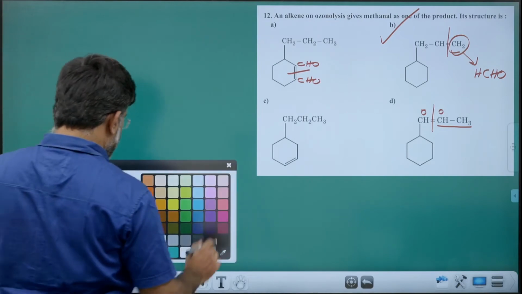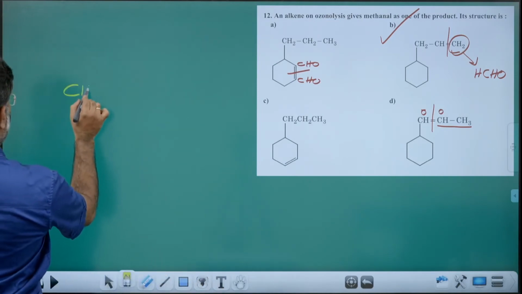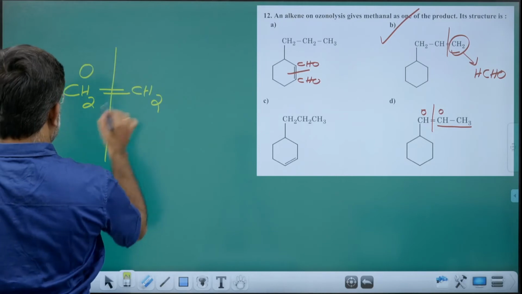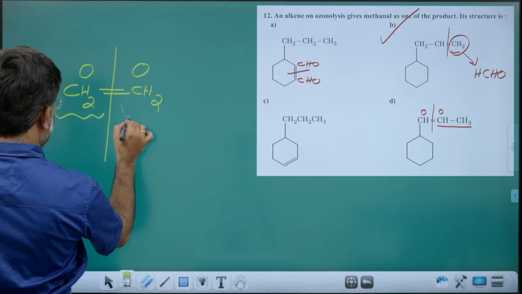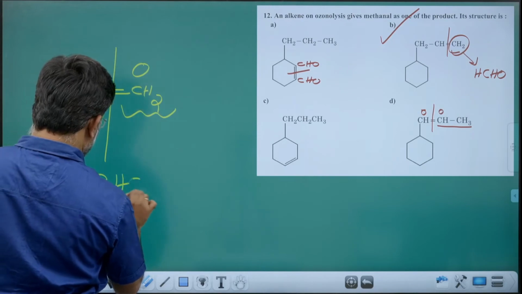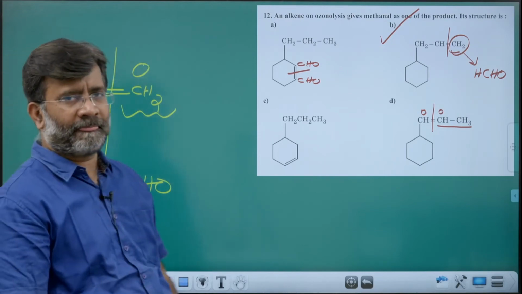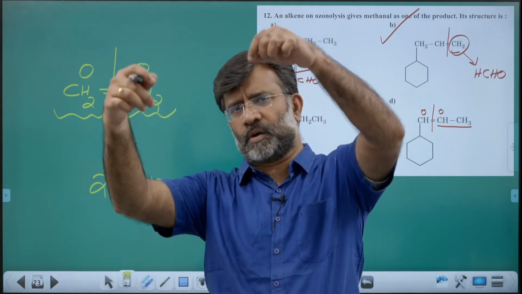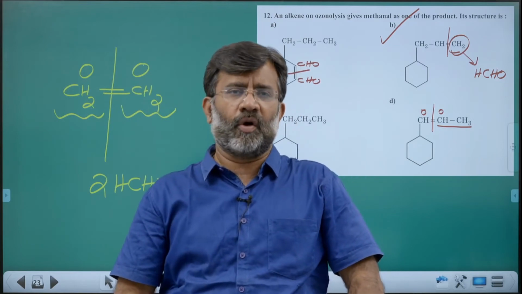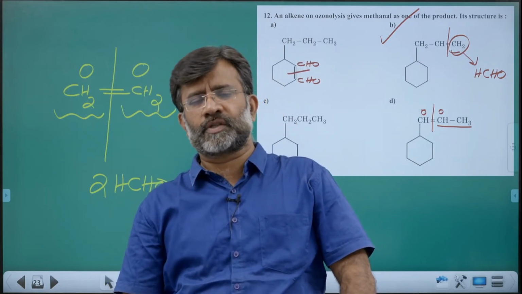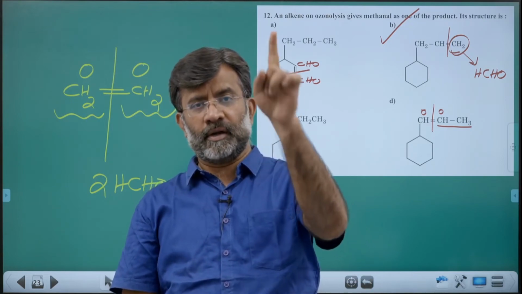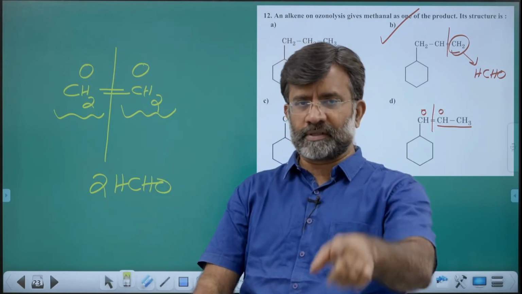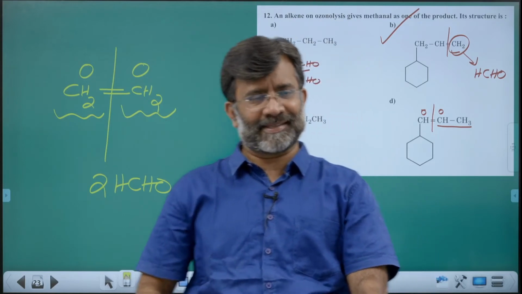Suppose you are given ethene. How do you find the ozonolysis product? Just break it here, attach one oxygen here, and this is formaldehyde. You will get two molecules of formaldehyde. Wherever you find a double bond, break it. Attach one oxygen each on both sides to identify the final product of ozonolysis in an alkene. A useful test for finding unsaturation, type of unsaturation, nature of unsaturation, position of unsaturation, number of unsaturation. Next.